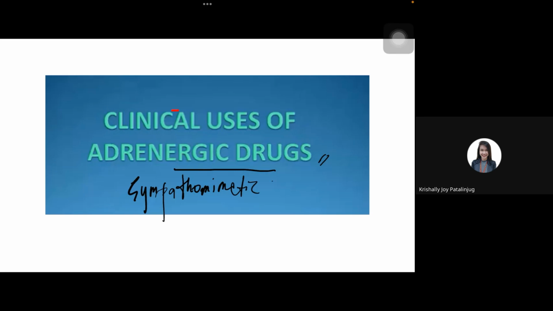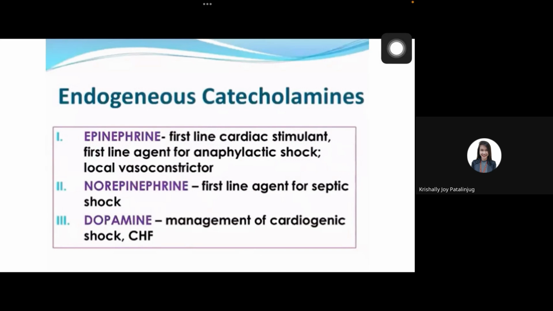Sympathomimetics. Kasi pag sinabi mong adrenergic drugs, pwede yung agonist, pwedeng antagonist. Yung focus muna natin are the clinical relevance of those agonists, agonist ng adrenergic receptor. So we'll start, ganun pa rin yung pattern. We'll start with direct acting.